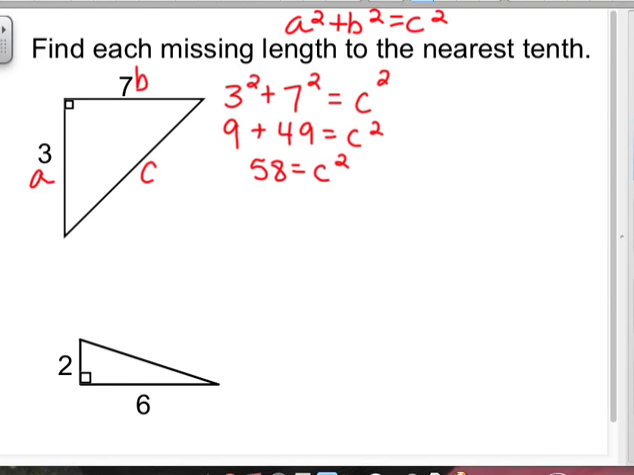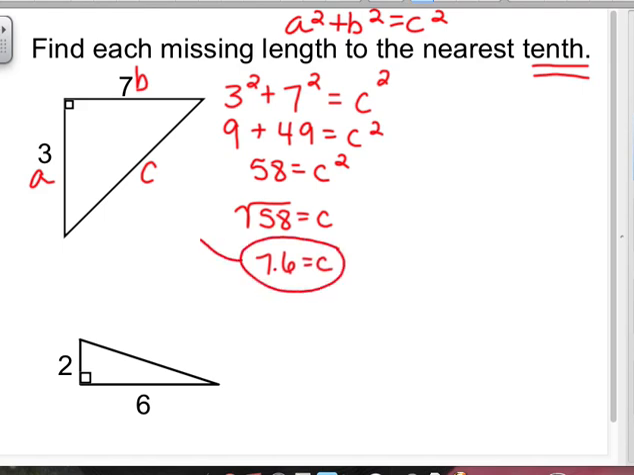C squared is equal to 58, and you need to know what C is, like you need to undo this, or do the opposite of squaring a number, which is taking the square root of it. So we have to find the square root of 58, and that will tell us what C is. On your calculator, make sure you're able to use the square root function, and you're going to end up with a decimal, and that's okay because the directions tell us to round to the nearest tenth. The square root of 58 ends up being 7.6. So that is our missing measurement there.